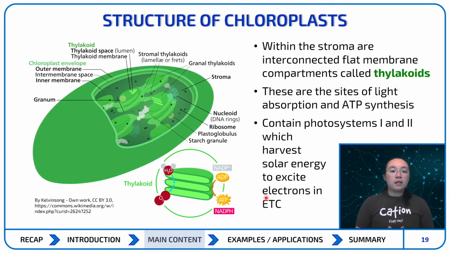So within the envelope's membranes, there's a region called the stroma. And this is for a chloroplast. In the stroma, there exists a system of interconnected flattened membrane compartments called thylakoids. So these are called thylakoids, just stacks of thin discs.